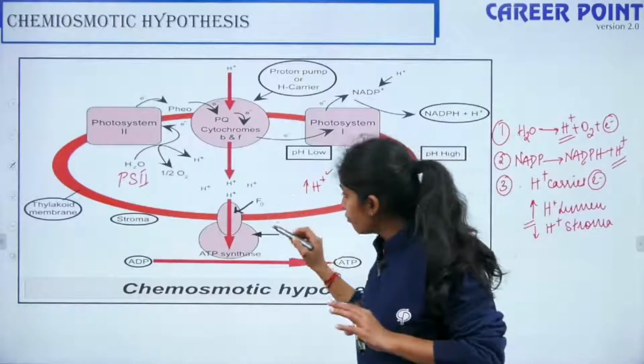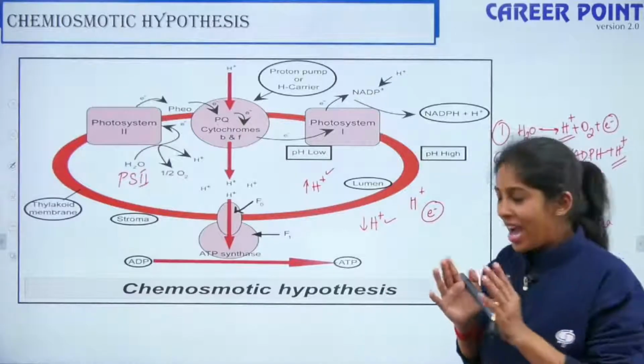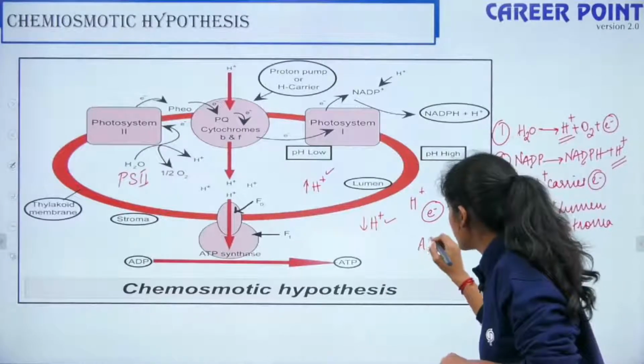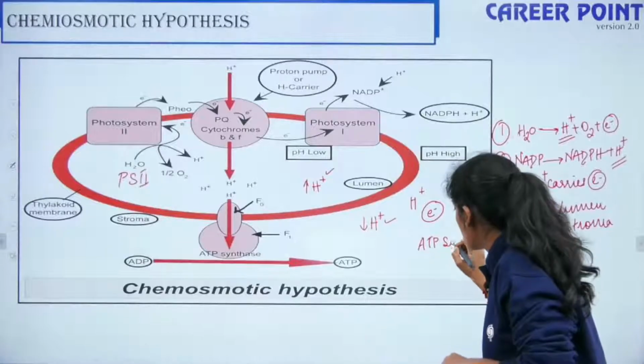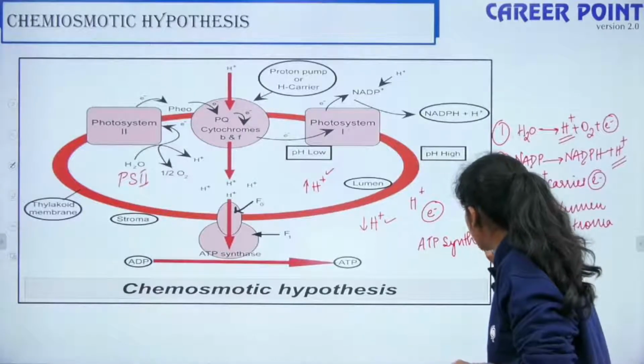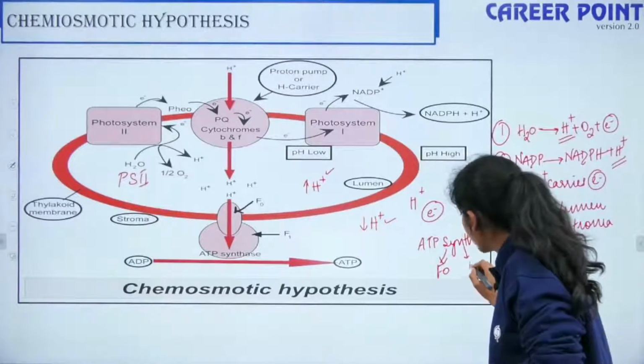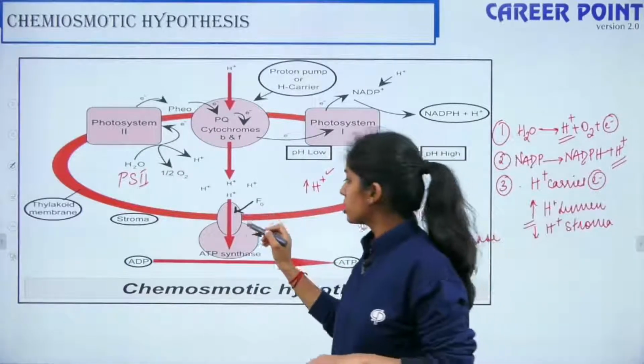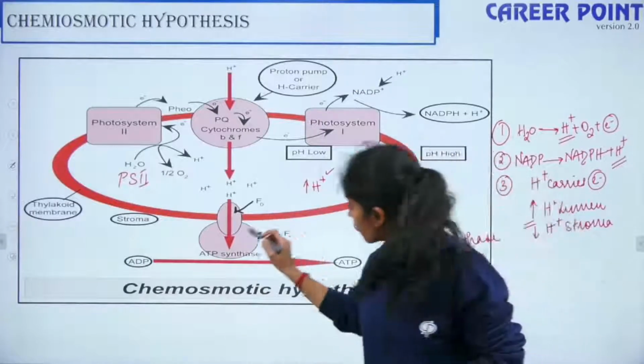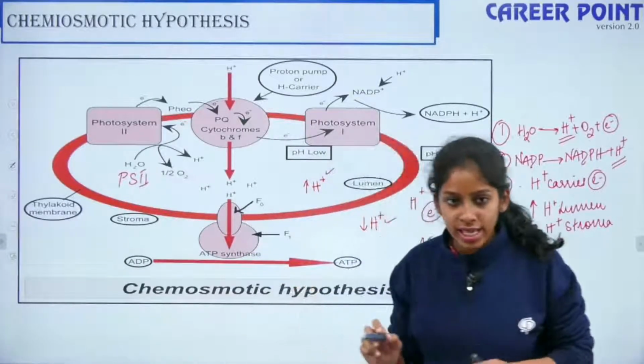So can you see F0 and F1? So you have a complex called ATP synthase complex, which can actually synthesize ATP. So this has two components, F0 and F1. F0 is here, F1 is here. So F1 is peripheral, if you can see, right?